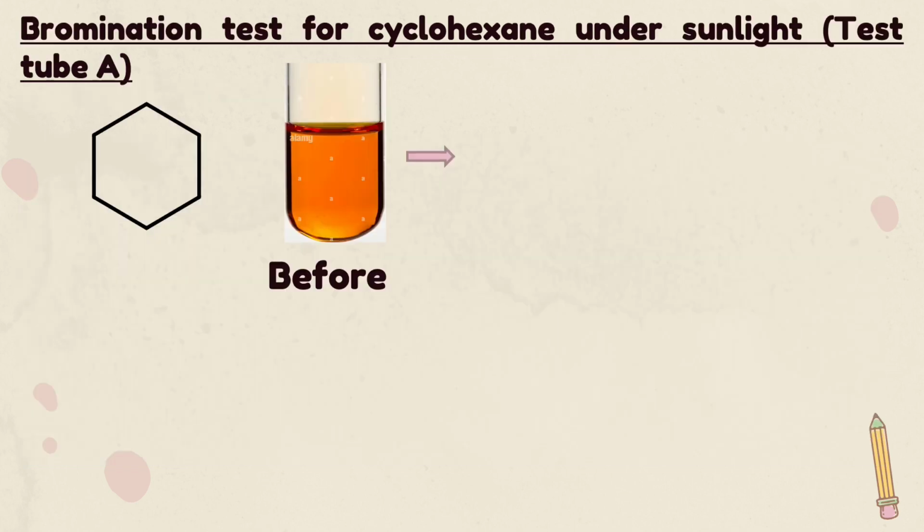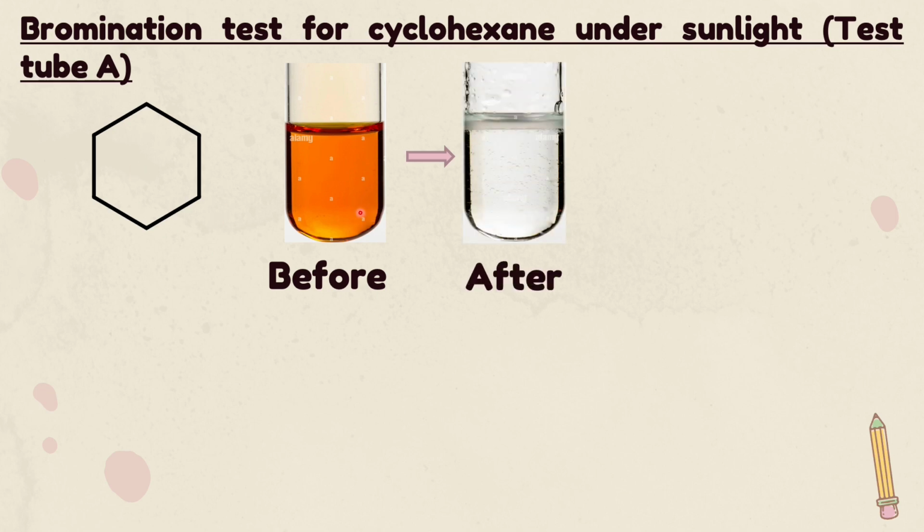Okay, so I am only taking the results based on the video of Experiment 4 that I provided to you in Google Classroom. First is the bromination test for cyclohexane under sunlight. Test tube A: before, the color of the bromine is reddish brown. After I expose it to sunlight for maybe 10 or 15 minutes, depending on the time of day and on the weather, the color of the bromine will turn colorless.